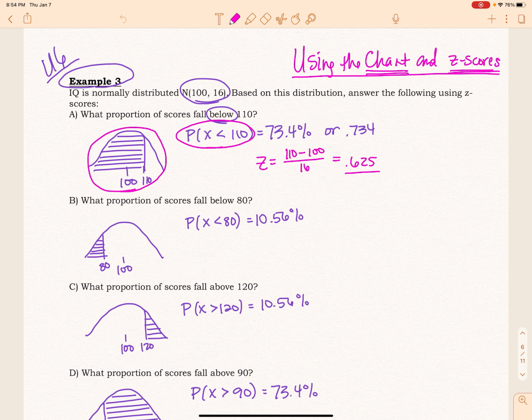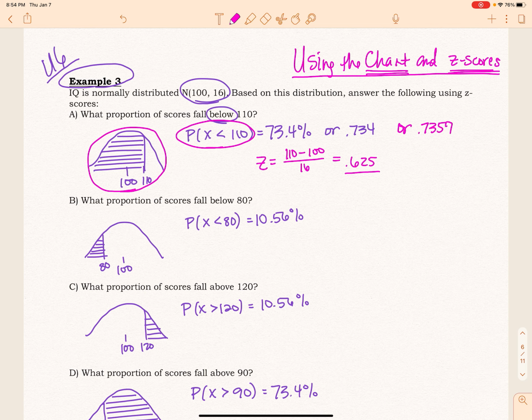So your area would be 4.7357. It's not going to be exactly the same as it is when you use a calculator or Staplet, but that's okay. That doesn't matter. If you've got your z-score and that value, that's going to work perfectly. All right, so part B is very similar.